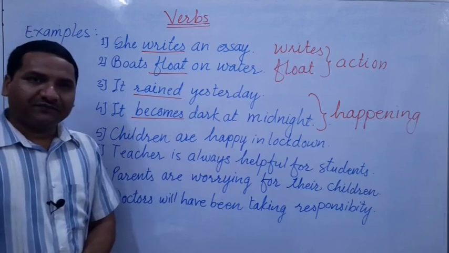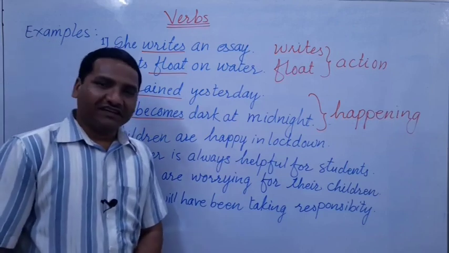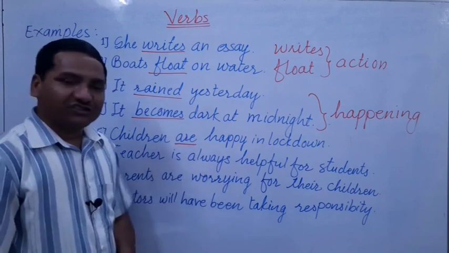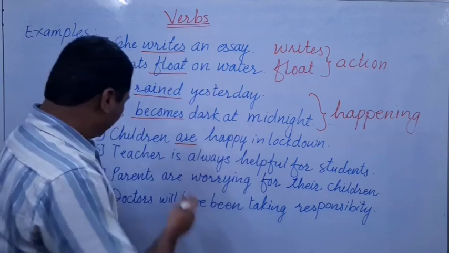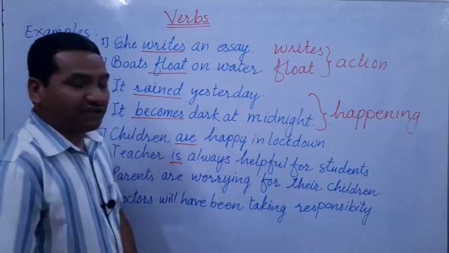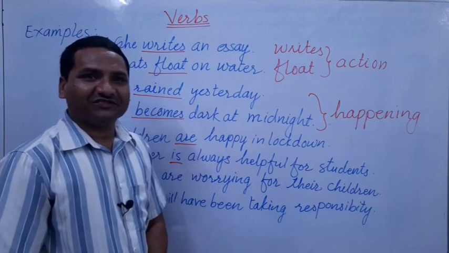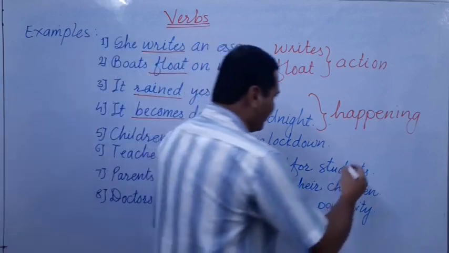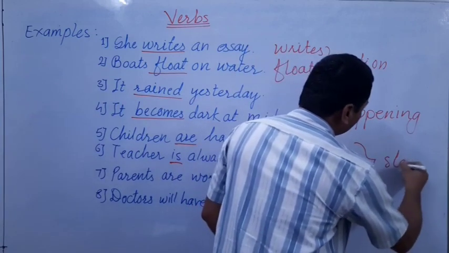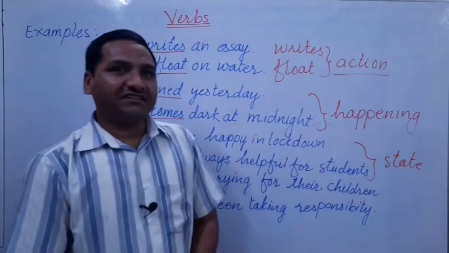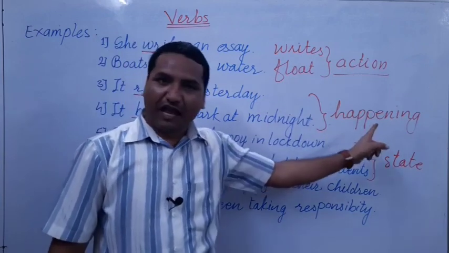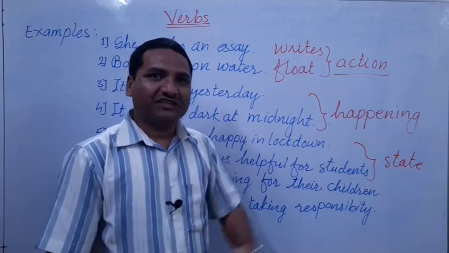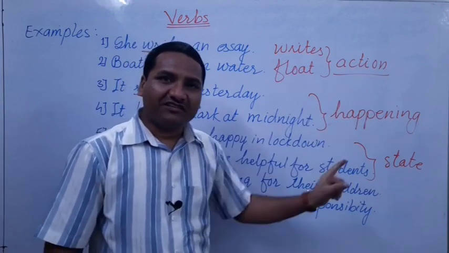Fifth sentence, children are happy in lockdown. The verb is are, and are shows us state. Teacher is always helpful for students. So are and is show us state. We get the words action, happening and state. It means a verb shows action or happening or state.